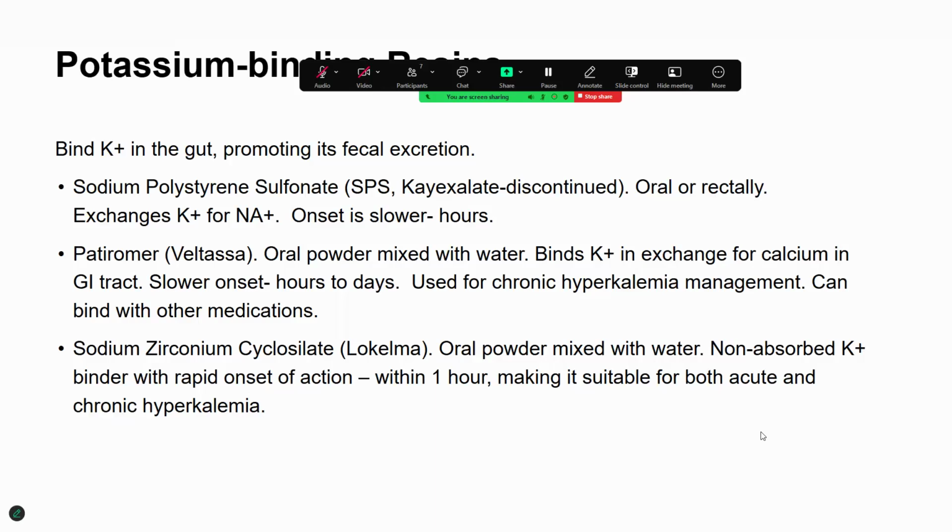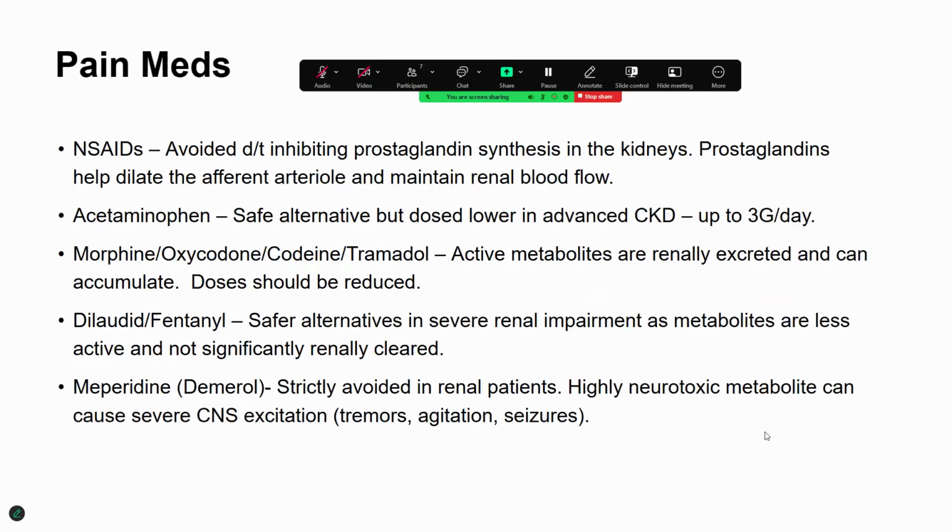And Lokelma is a faster acting one. It has a rapid onset within an hour. It can be used for both acute or chronic hyperkalemia, which could be a good test question, I think: which one would be the most rapid acting, and that would be the Lokelma.